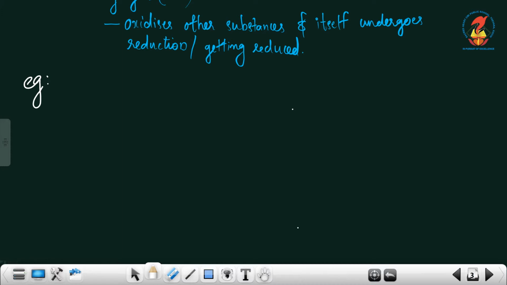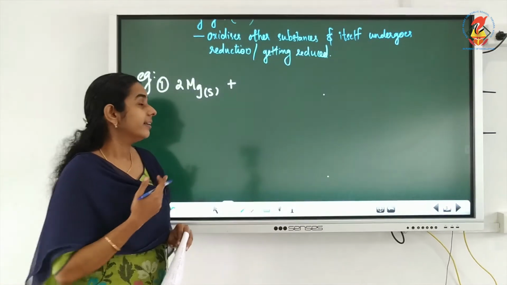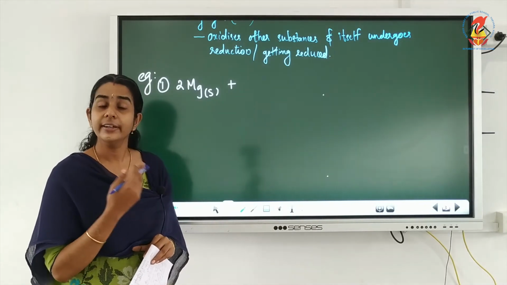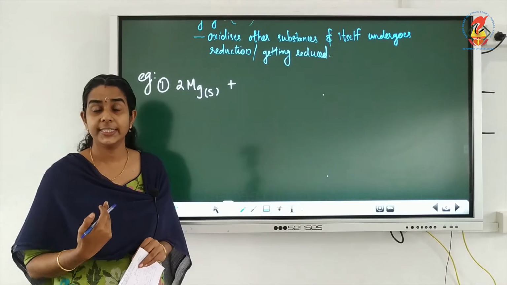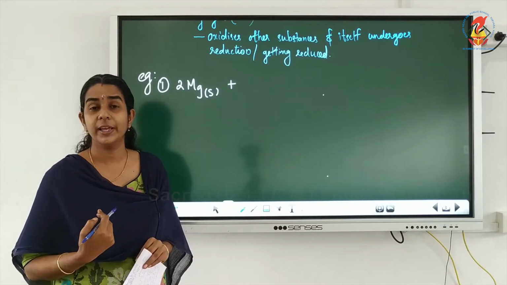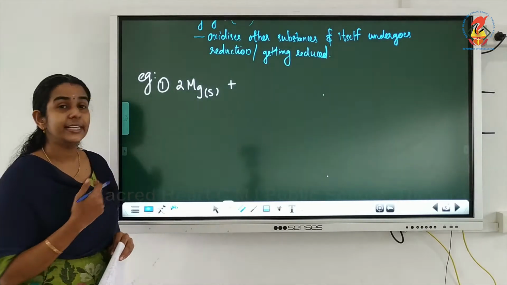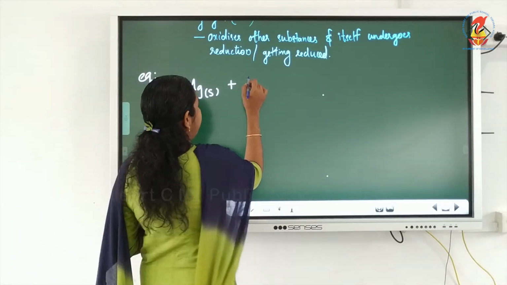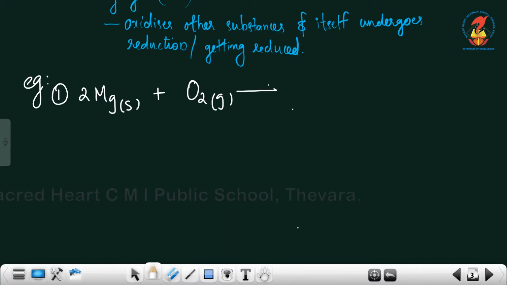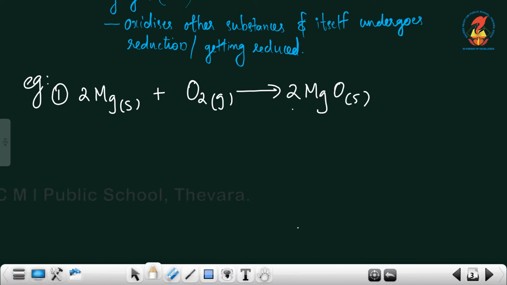Examples of oxidation and oxidizing agents. 2 Mg solid. It's not like 10th standard. When you write the equations in class 11 and class 12, you must write the physical state, plus O2 gas giving 2 MgO solid.